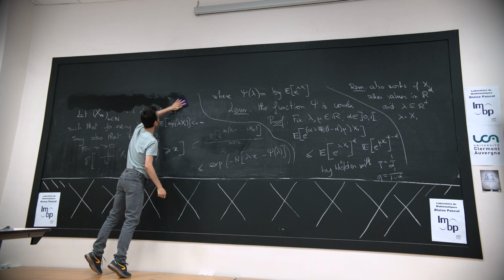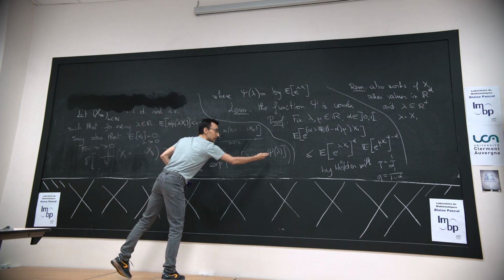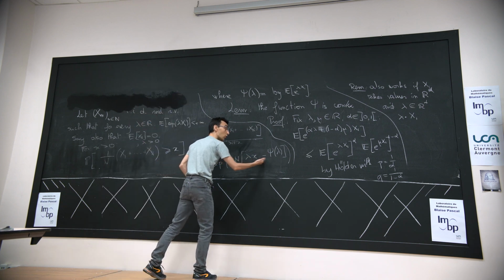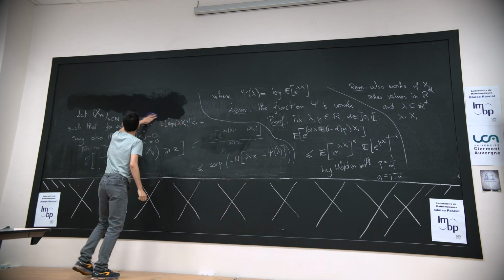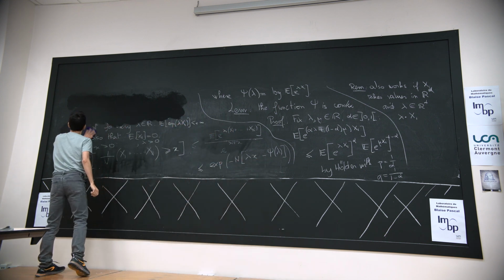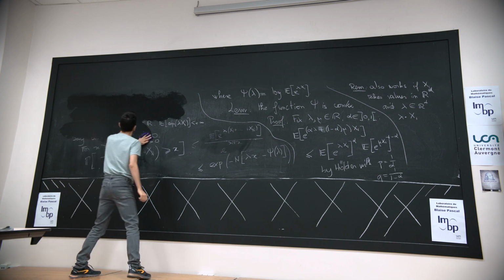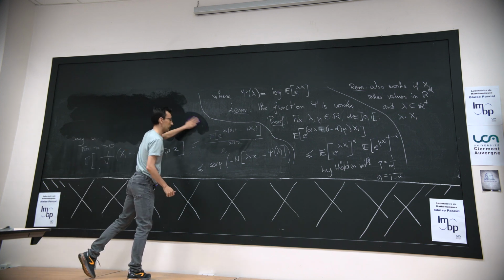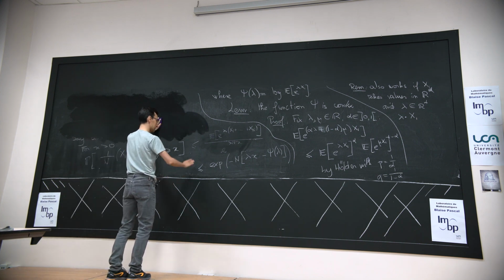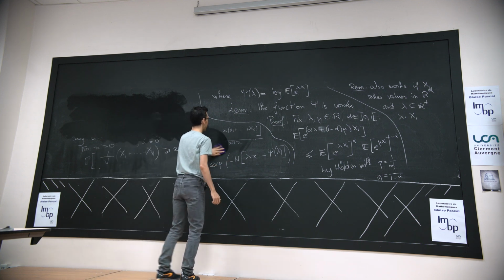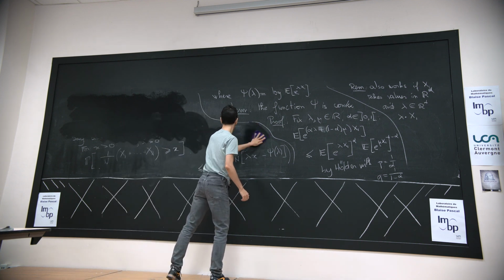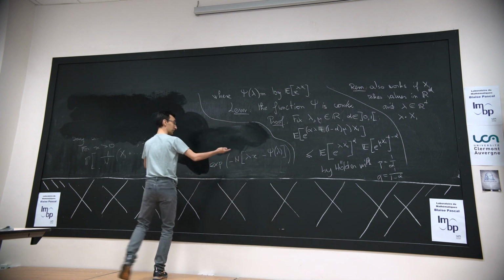Okay, so why did I say all this? I was in the middle of this calculation, and I was saying we should optimize over lambda here. Remember the bound is that thing. Maybe I'm going to just keep that displayed.